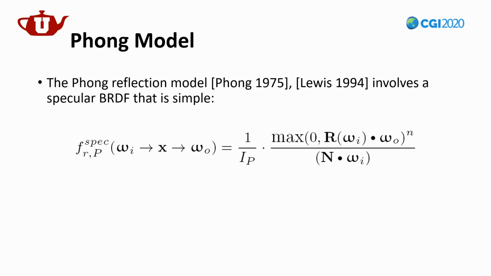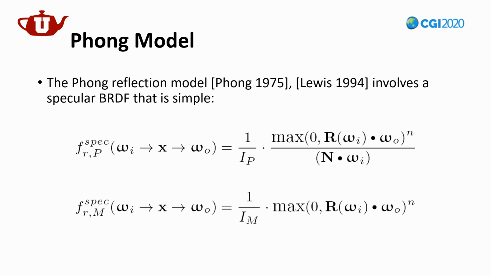The original Phong specular BRDF is easy to express. It is just the light's reflection vector r dotted against the view vector, and the whole thing raised to some power. The max and the division by the geometry term are to correct technical issues. Please refer to the paper.